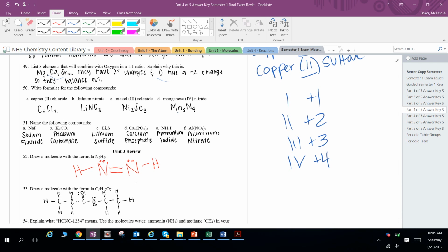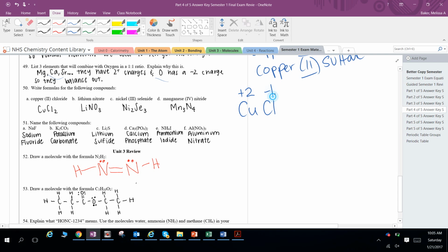Let's talk about crisscrossing. So number 50 starts with copper 2 chloride. So we've got copper, and that Roman numeral means +2. Chlorine has a -1. Ignore the charges and crisscross the numbers. So the 1 goes down, the 2 goes down, and then you never really need to write a 1, so it's just CuCl2.